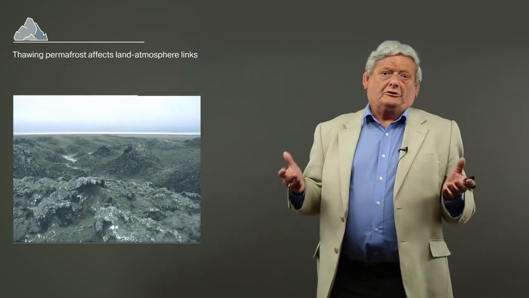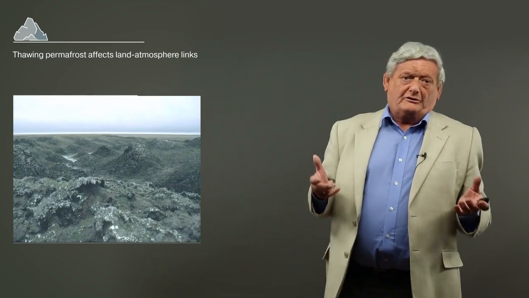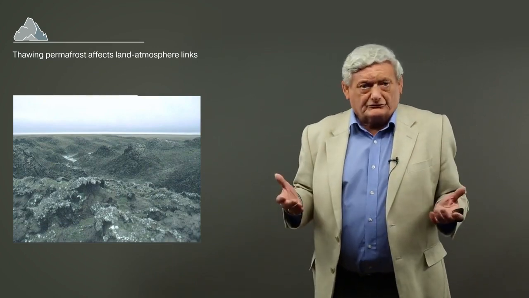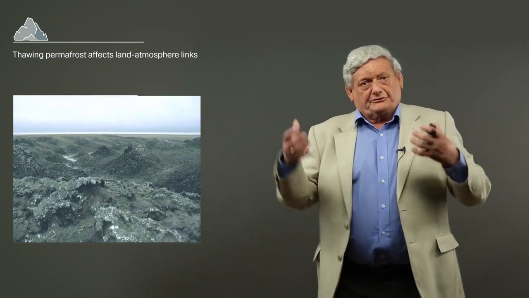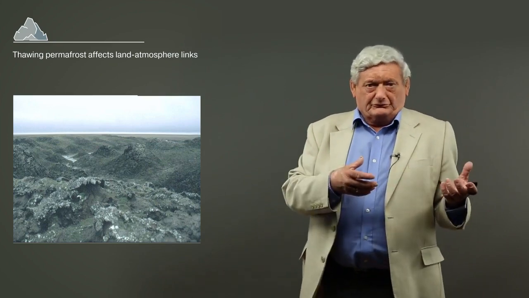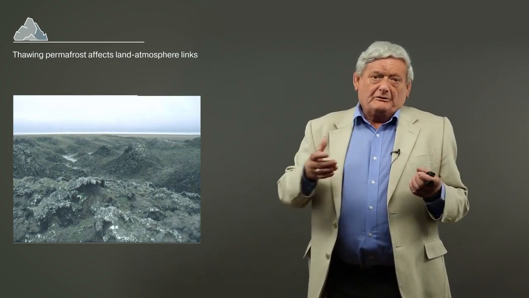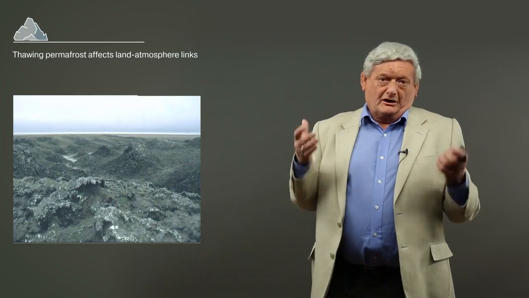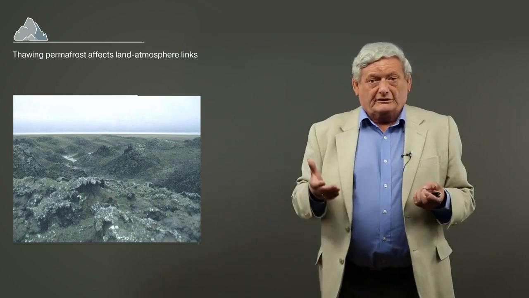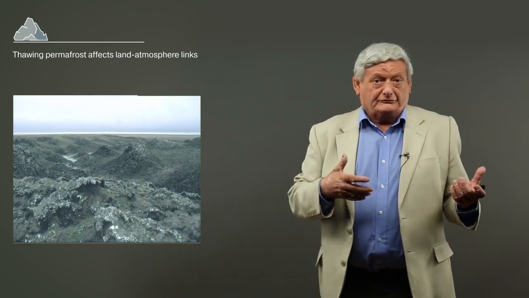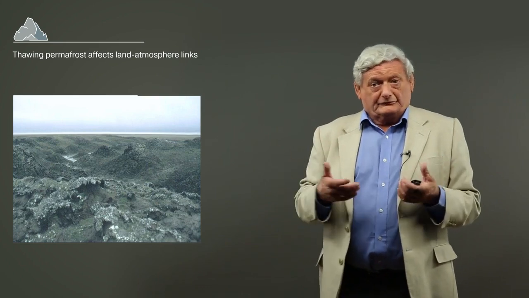The thawing permafrost also affects land-atmosphere links, and I already mentioned in the very first introduction to the course how permafrost protects carbon that was captured thousands of years ago. And when the permafrost thaws, that carbon is released to act as a greenhouse gas or a pollutant of ice, altering the albedo of ice and snow.